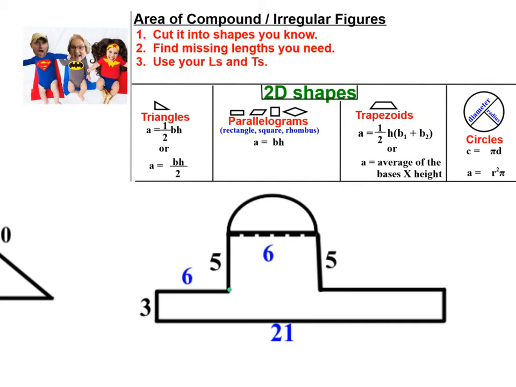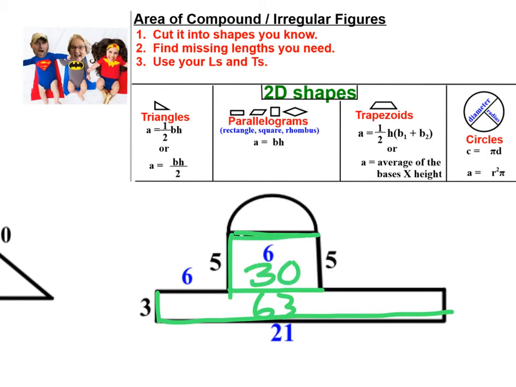All right, final one. What do we have here? Well, I'm going to cut it here. I'm going to cut it here. I'm going to take 3 times 21, which is 63. I'm going to take 5 times 6, which is 30. And I need to find the area of a half circle.